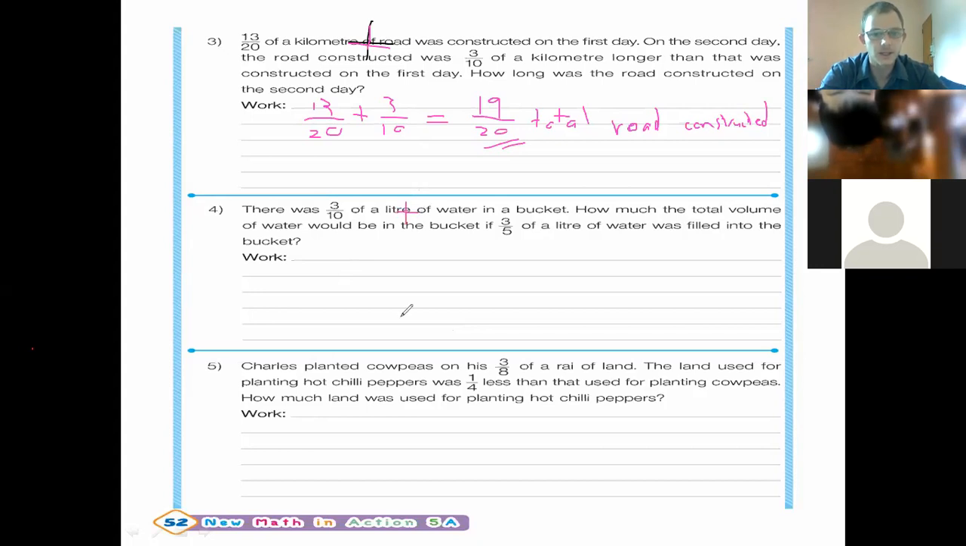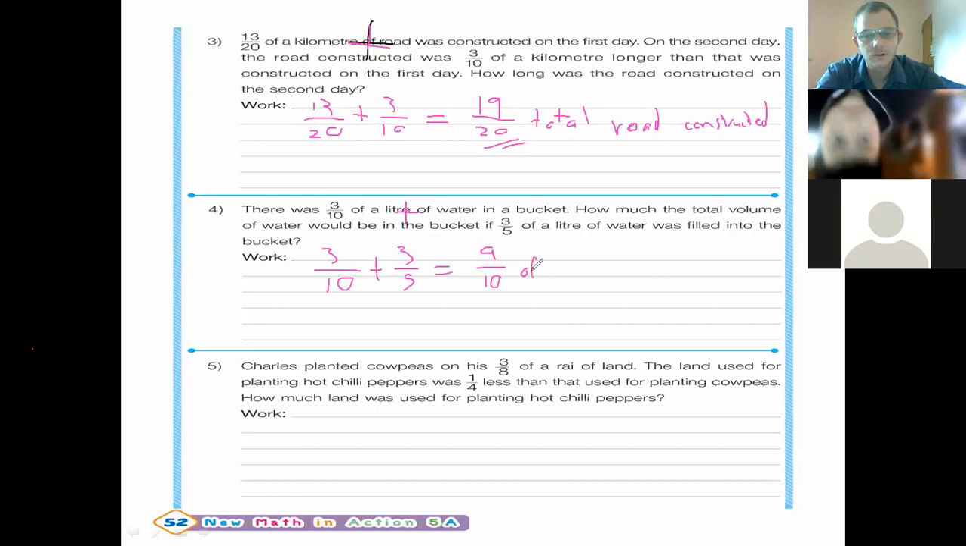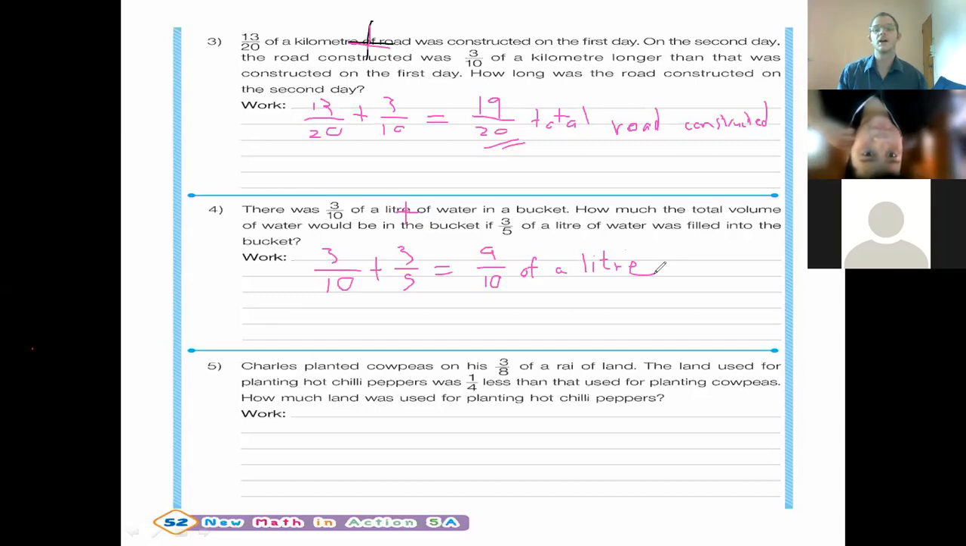Very simple. Again, it's addition. 3/10 plus 3/5 equals 9/10. So almost 1 liter. 9/10 of a liter. Our test tomorrow will also all be word problems. All of them will be word problems tomorrow.